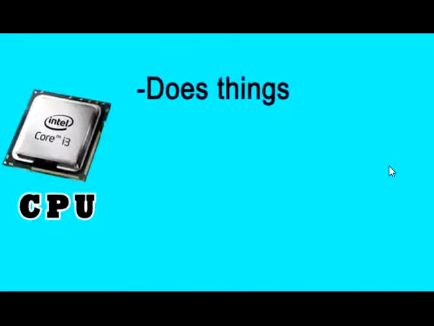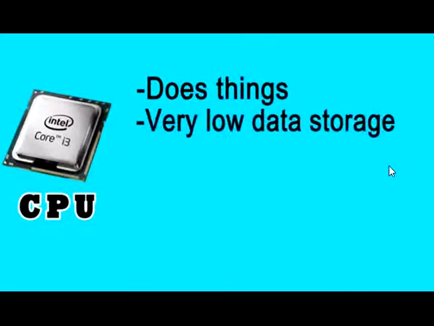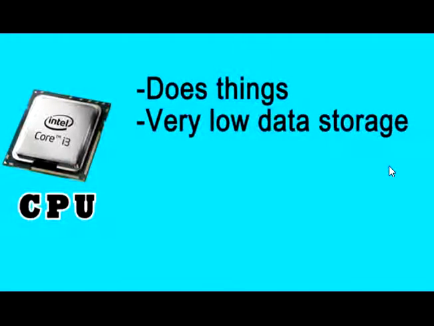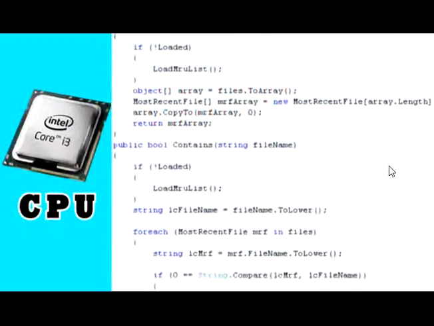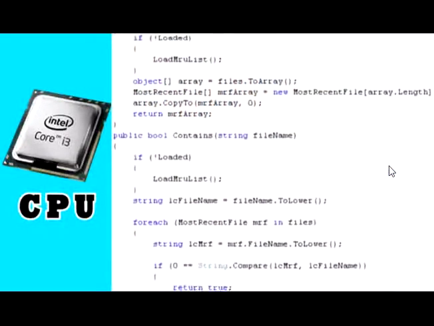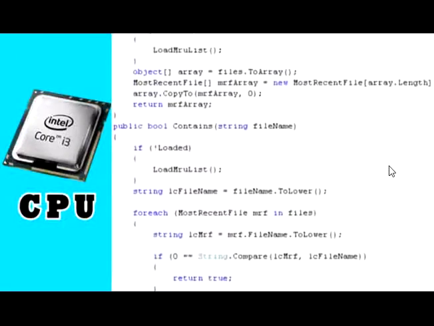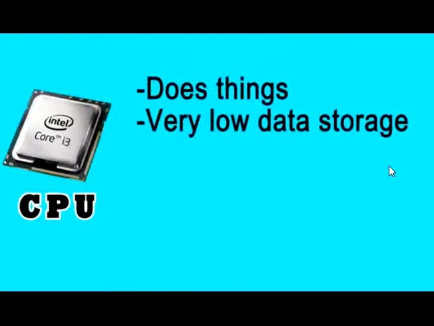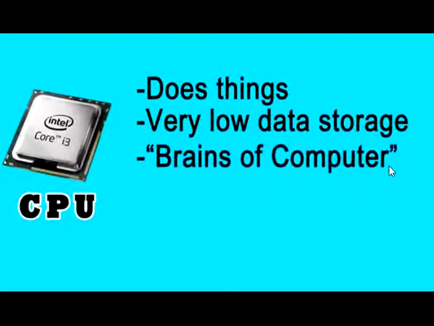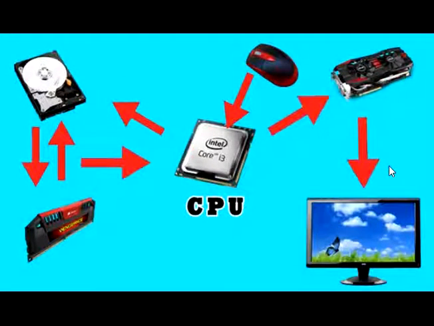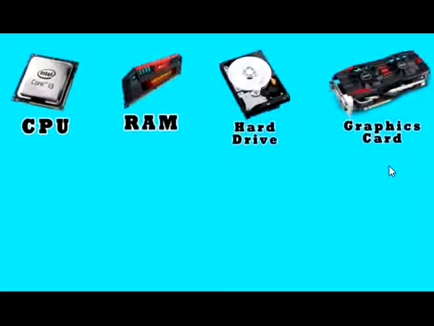The CPU is what a computer uses to do things. It stores very little data. The task of the CPU is to read, arrange and execute programs, and it can execute many programs accordingly. We can simply call the CPU the brain of a computer. Everything that happens in your computer is operated with the help of the CPU.